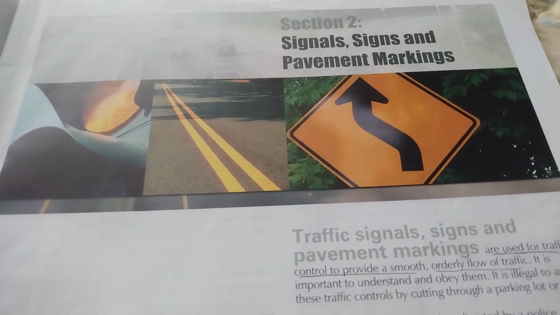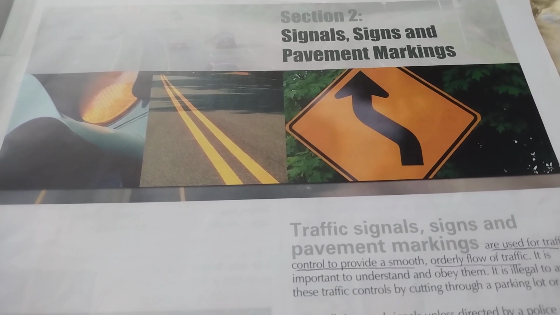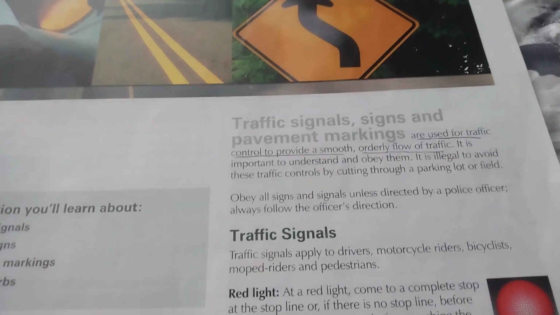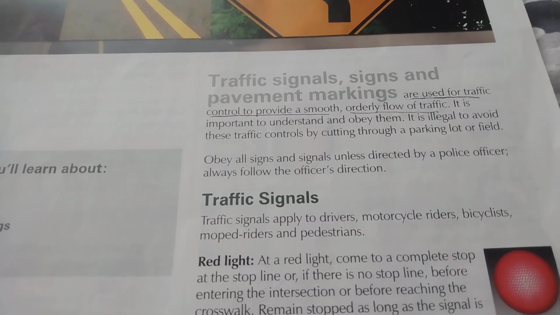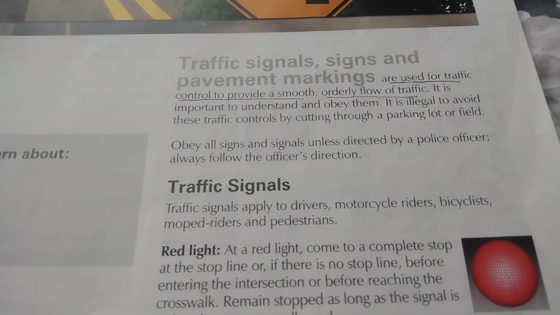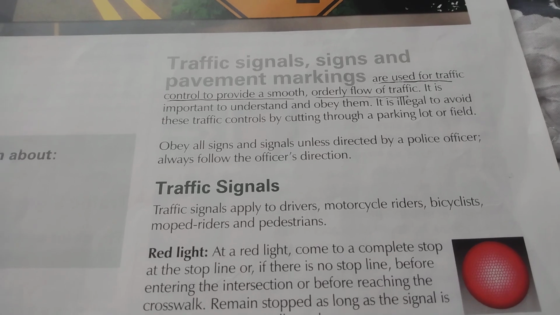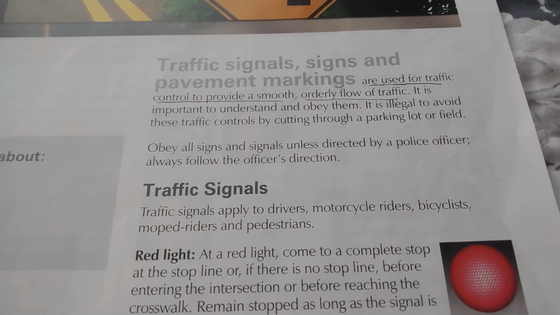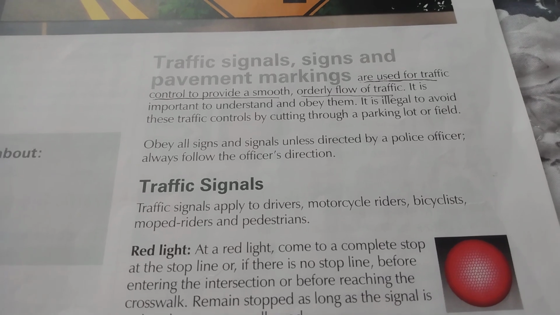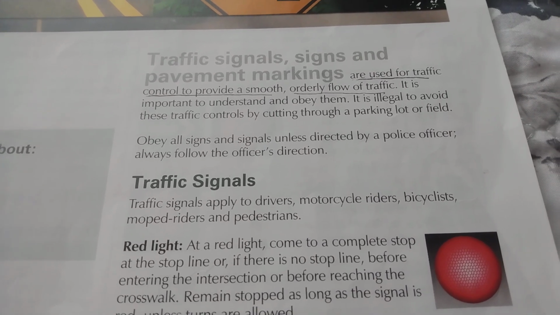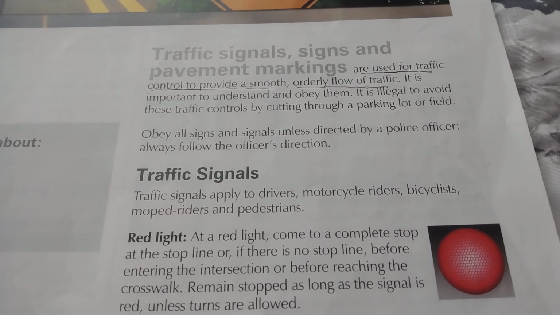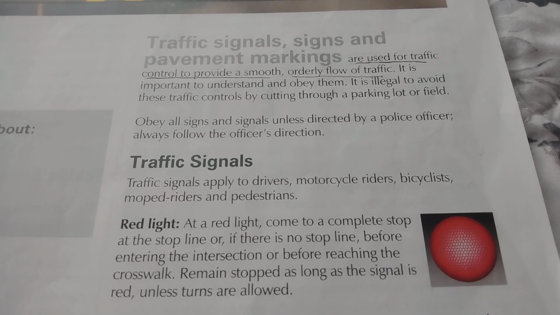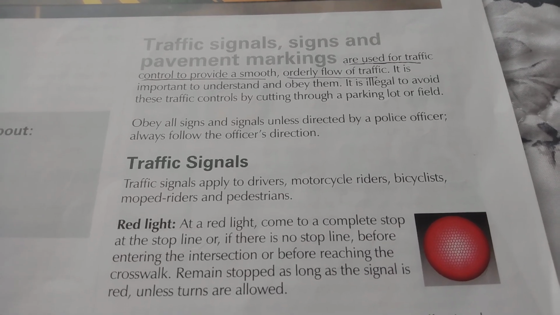Section 2. Signals, signs, and pavement marking. Traffic signals, signs, and pavement markings are used as traffic control to provide a smooth, orderly flow of traffic. It is important to understand and obey them. It is illegal to avoid these traffic controls by cutting through a parking lot or field.